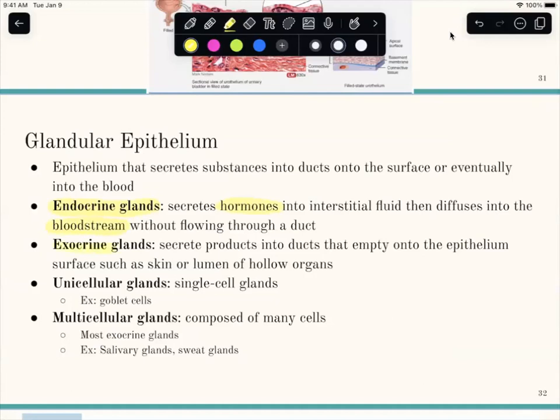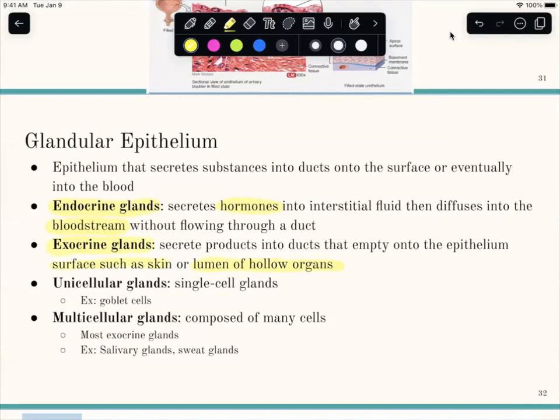An exocrine gland, their product that they are secreting out will go anywhere but the bloodstream. So they can go under the surface of the skin. They can go into the lumen of hollow organs, like your stomach, your digestive tract, the respiratory tract, those mucus cells, those are exocrine glands.